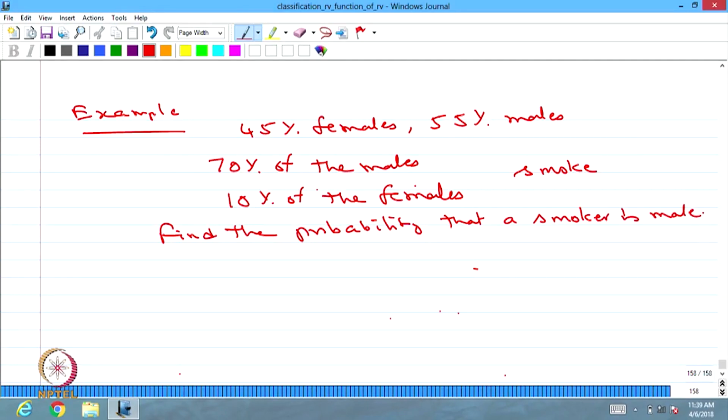Let me read the question again. It is known that the population of a certain city consists of 45% females and 55% males. Suppose that 70% of the males and 10% of the females smoke. Find the probability that a smoker is male.